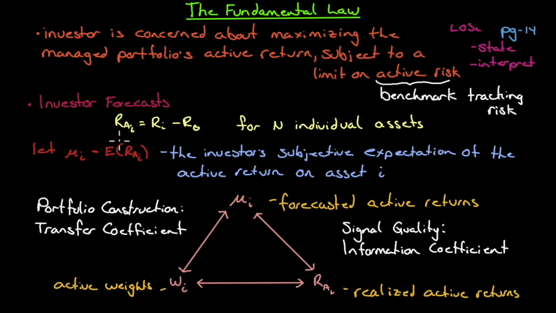And what are we forecasting? We're forecasting the active return. My forecast of active return is I would look at the return that I expect on the asset versus the return I expect on the benchmark, and I'll have some forecast of active return for n individual assets. I'll go through all of them. Well, we're going to let mu i stand in for the investor's subjective expectation of the active return on asset i. That's important now. This is the investor's subjective expectation.